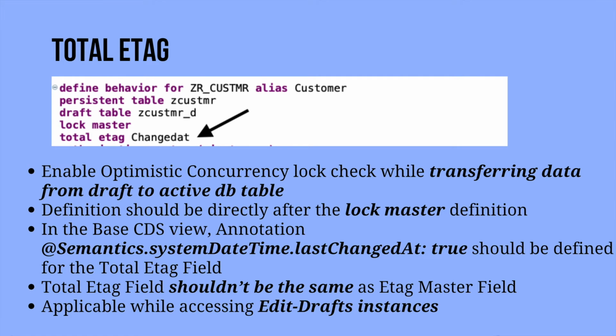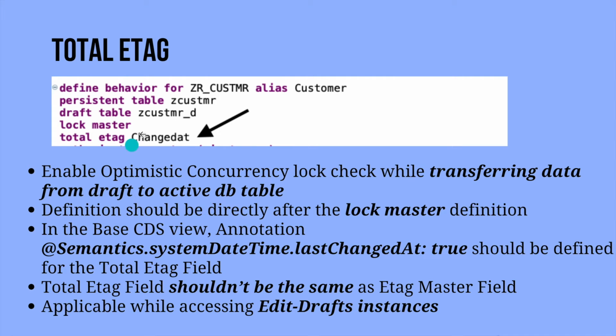Second thing is you should define it directly after the lock master. So here there is a lock master, right? After that, your total e-tag definition should be there. Otherwise, it will not allow it. Okay.